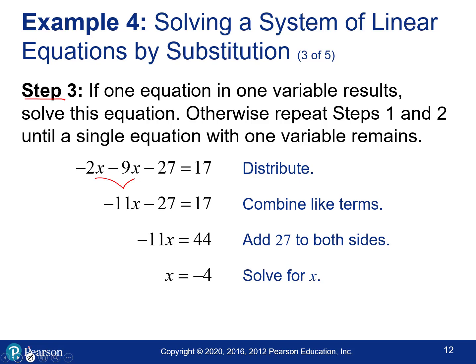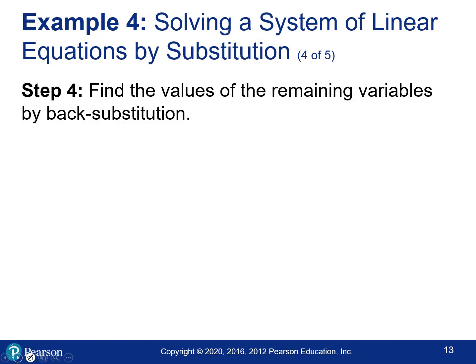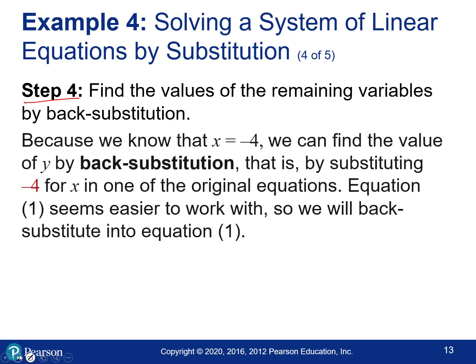So x is negative 4. And so we're almost done. We needed x and then we need y, and then that's the answer. So now that we have one of our variables, you find the remaining variable.